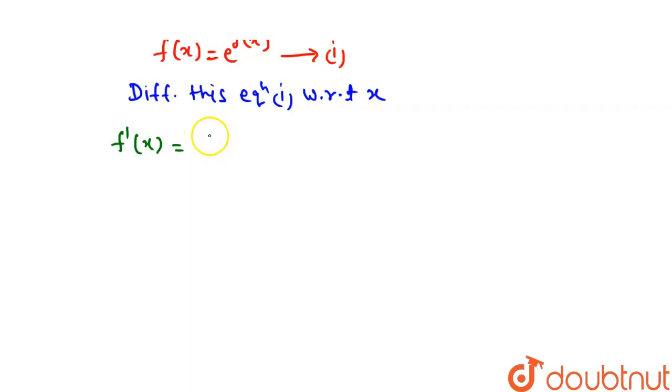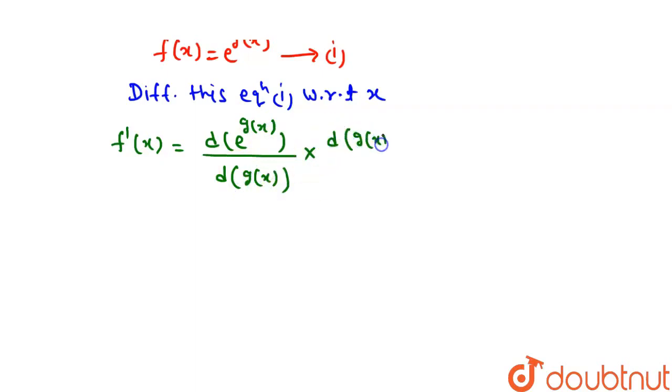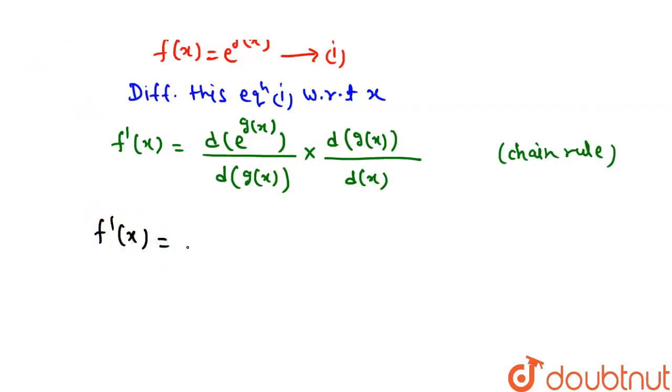Now here we have the function e to the power g(x). So first we differentiate e to the power g(x) with respect to g(x), into the differentiation of g(x) with respect to x. Here we apply the chain rule. So in the next step we get f dash x is equal to the differentiation of e to the power g(x) with respect to g(x), this is e to the power g(x), into the differentiation of g(x) with respect to x, that is g dash x.